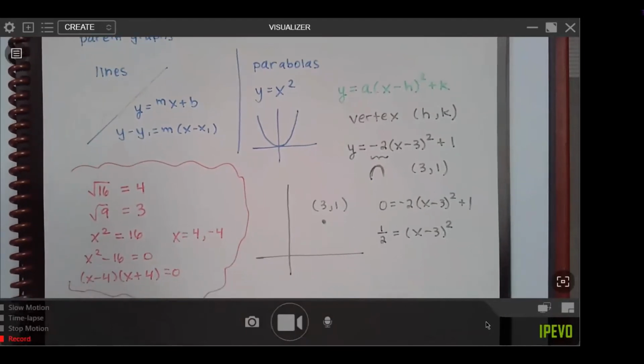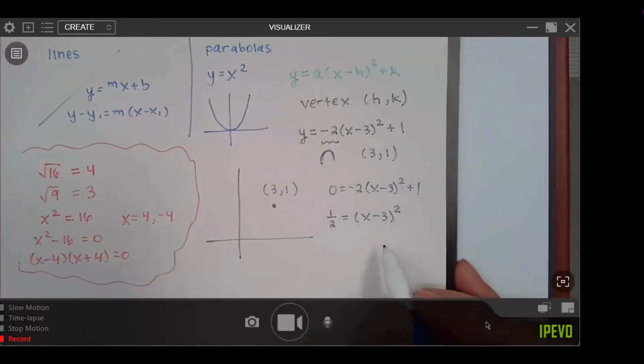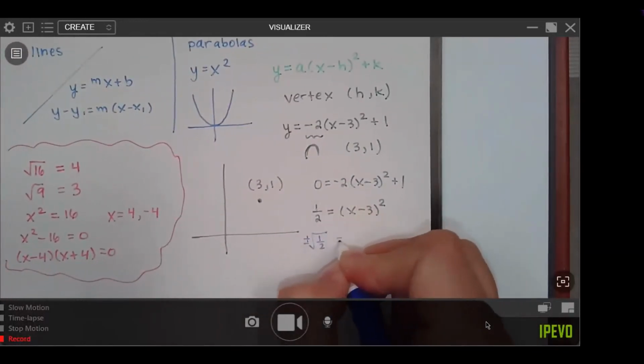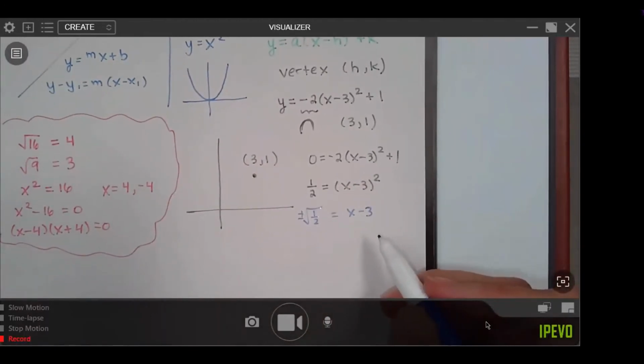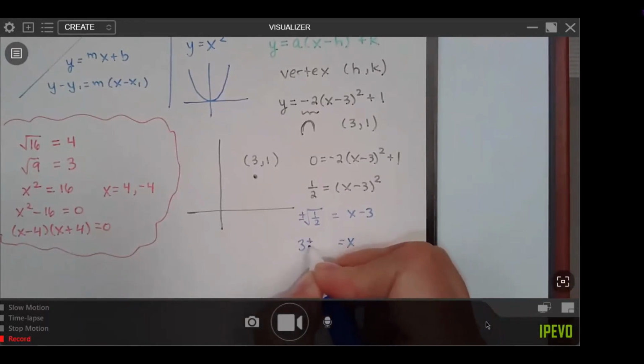We're just going to note that when we take the square root of both sides, because it's in the context of solving for that x minus 3 squared piece, we're going to give that a plus or minus square root of 1/2. So here I am looking at plus or minus square root of 1/2 is equal to x minus 3. That means that I'm looking at x is equal to 3 plus or minus the square root of 1/2.